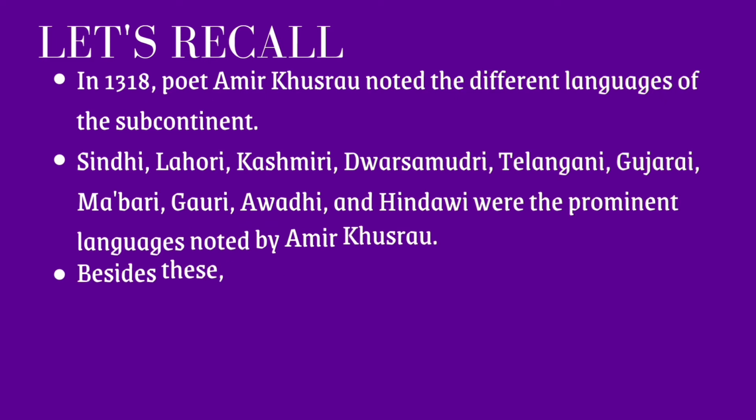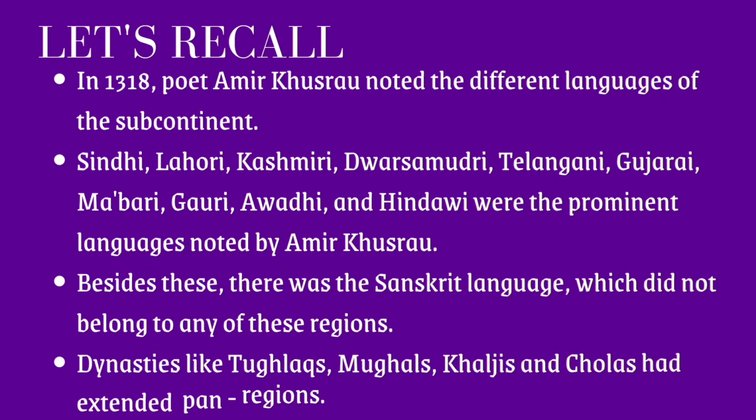In 1318, the poet Amir Khusro noted the different languages of the subcontinent. Sindhi, Lahori, Kashmiri, Dwarsamudri, Telangani, Gujarati, Mahabari, Gaudi, Awadhi, and Hindavi were the prominent languages noted by Amir Khusro. Besides this, there was the Sanskrit language which did not belong to any of these regions. Dynasties like the Tughlaqs, Mughals, Khaljis, and Cholas had extended pan-regions.